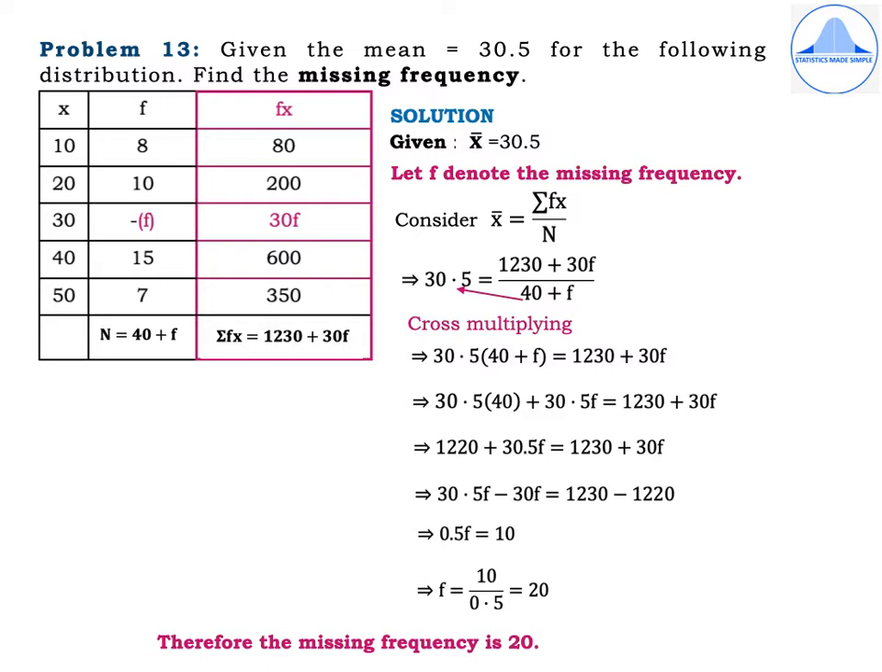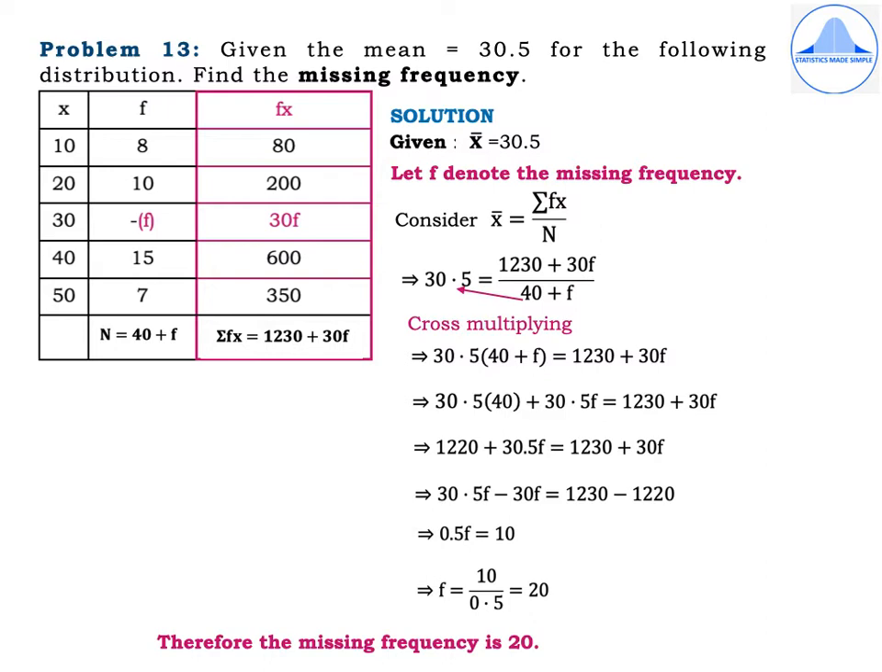So, under solution, we write given x bar is equal to 30.5. Let F denote the missing frequency. Now write the formula of the arithmetic mean for discrete data. So consider x bar equal to summation fx divided by capital N. Now in the third column in the table, form the column fx. So the values are 80, 200, 30f, 600, 350. So the total is summation fx is equal to 1230 plus 30f.